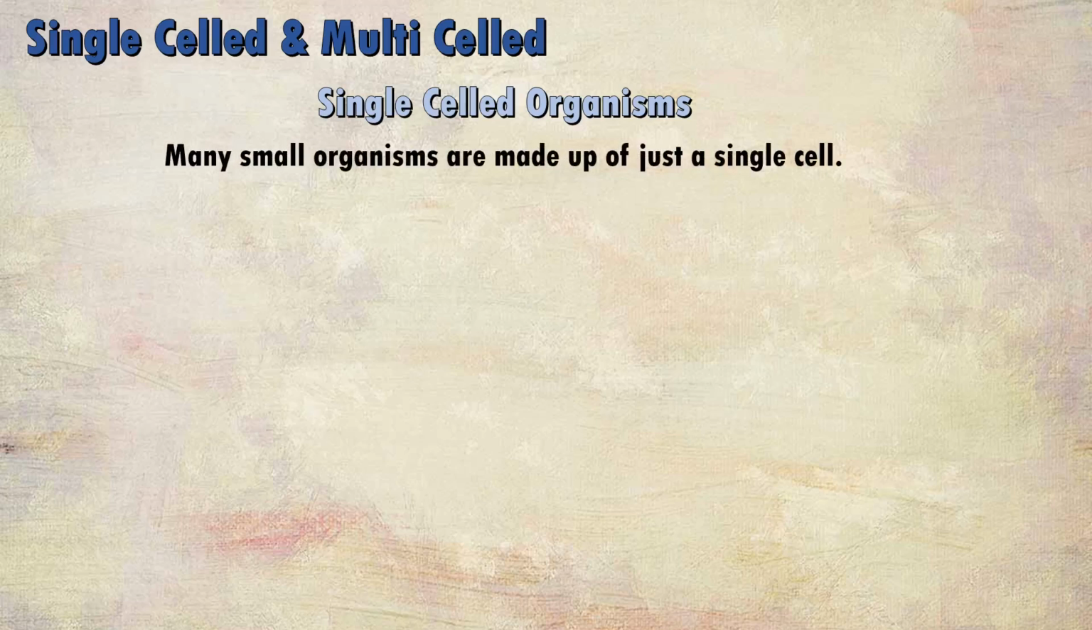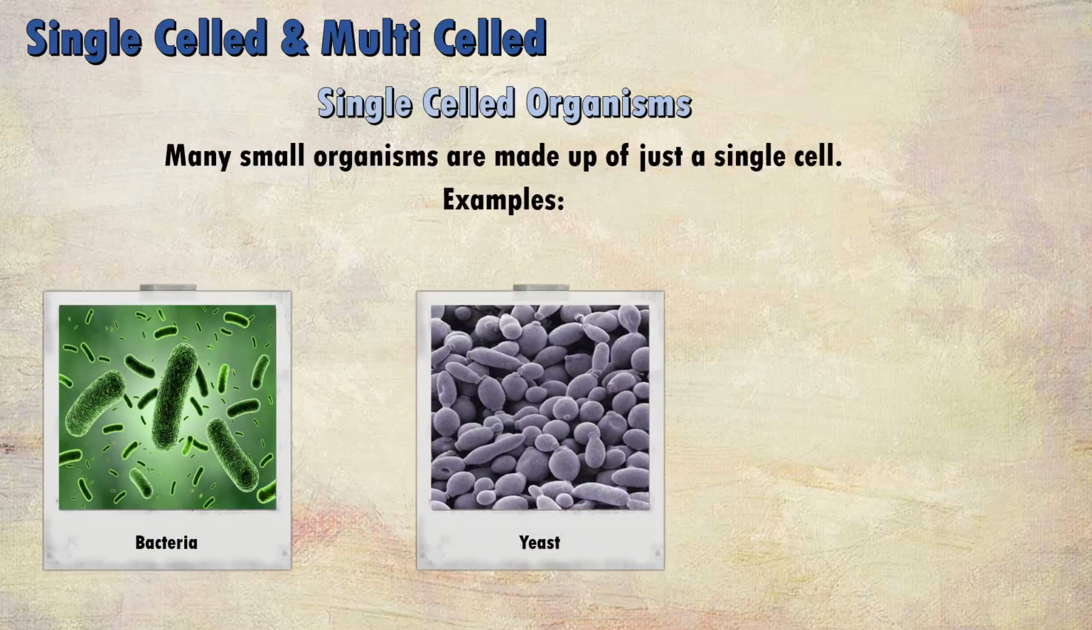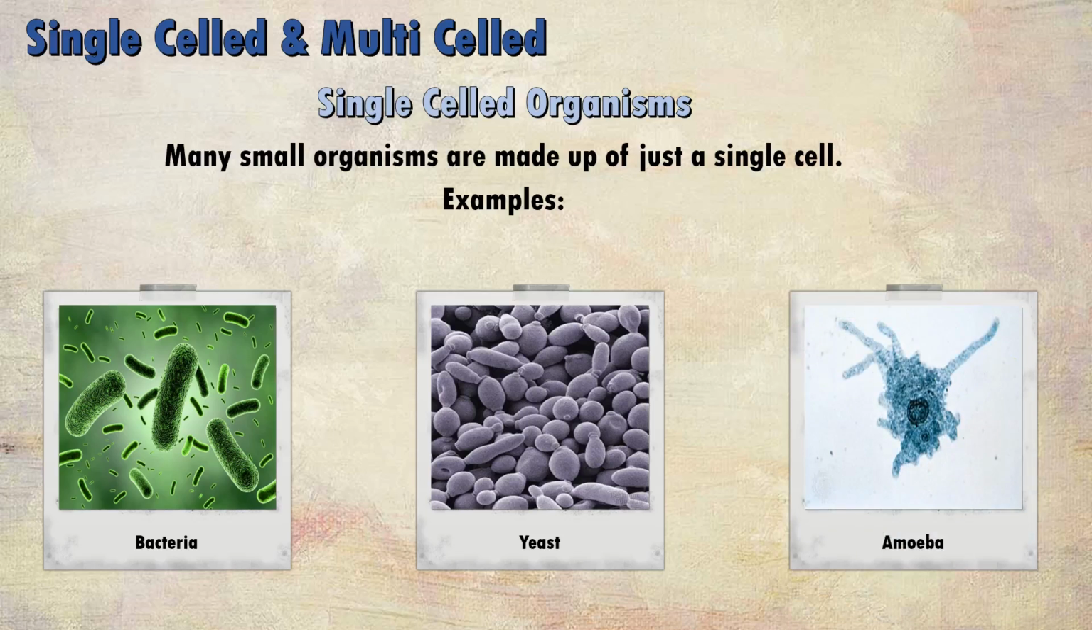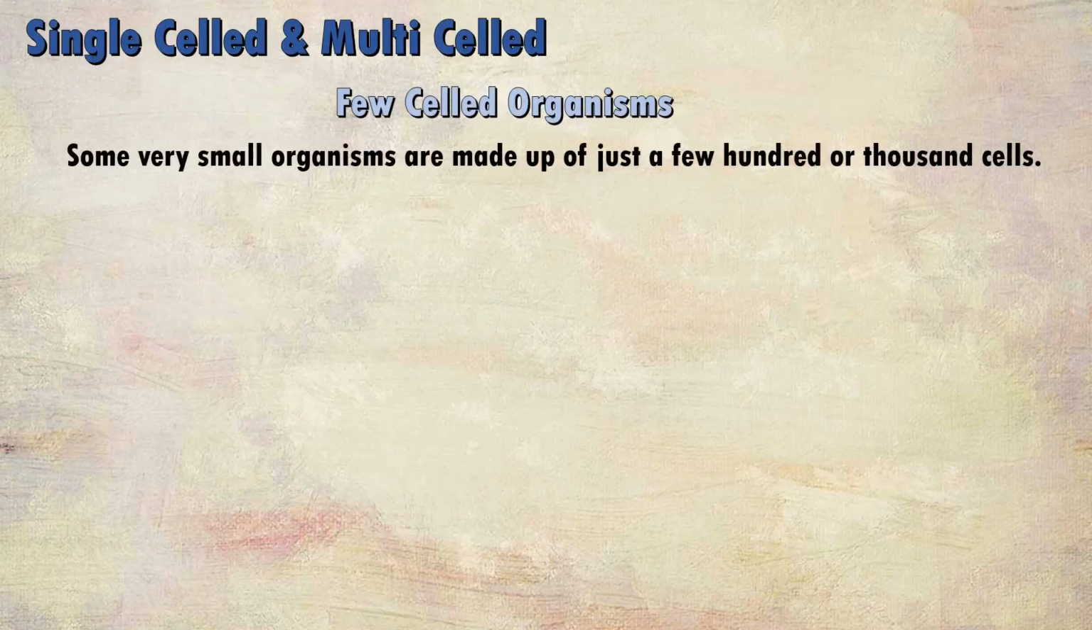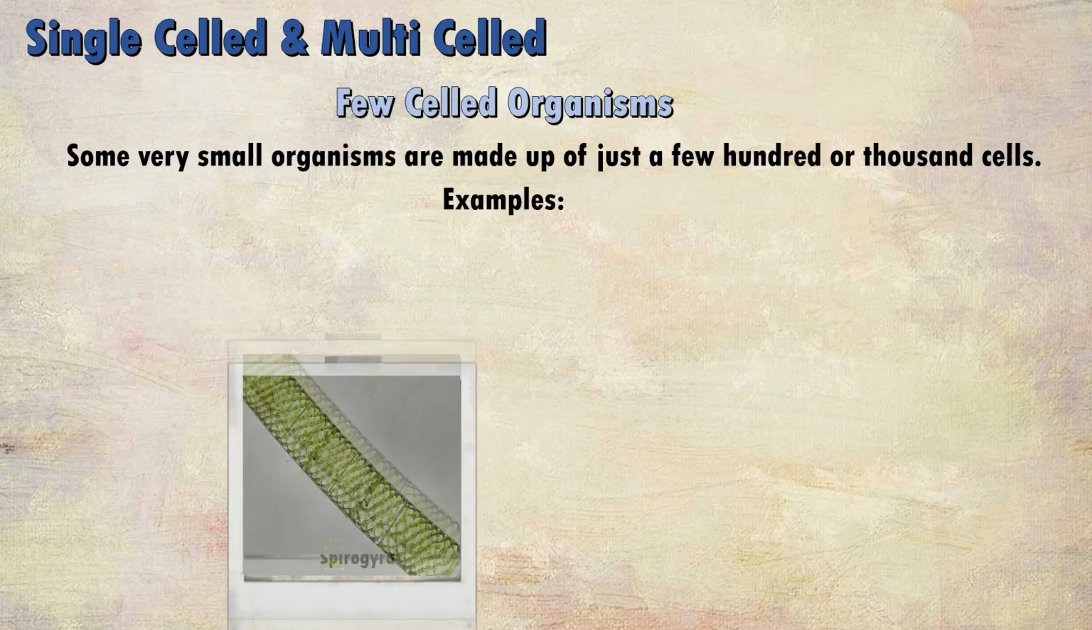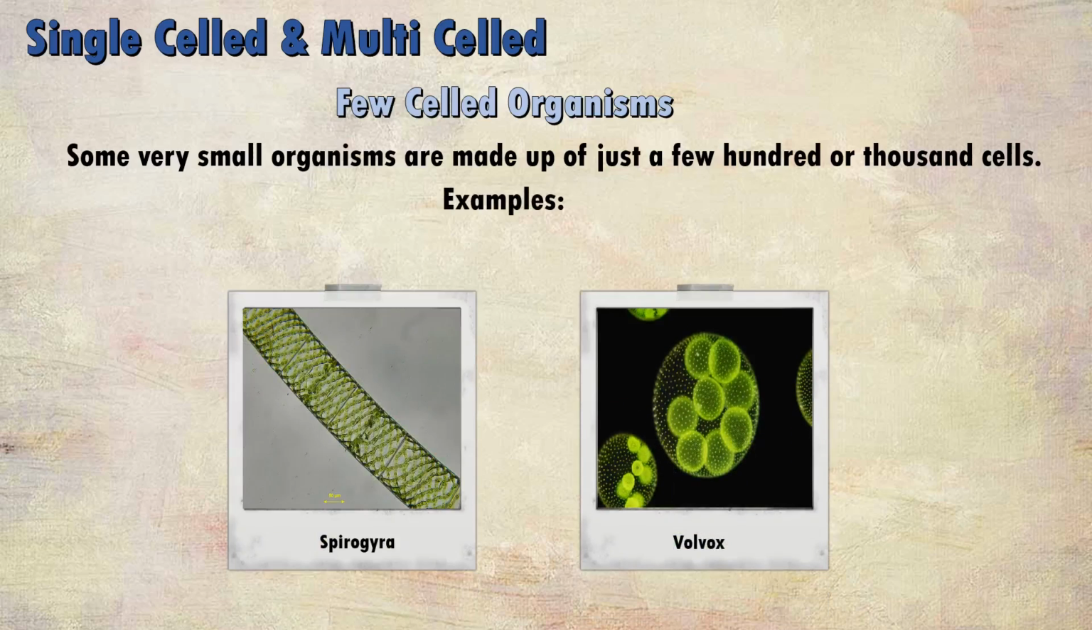Okay, let's proceed. We will now understand what are single and multicelled organisms. So, organisms that are made up of just one cell are called single-celled organisms. Its examples are bacteria, yeast, and amoeba. Next, organisms that are made up of just a few hundred or thousand cells are referred to as few-celled organisms. Its examples are Spirogyra and Volvox.